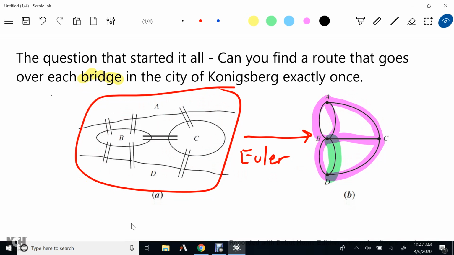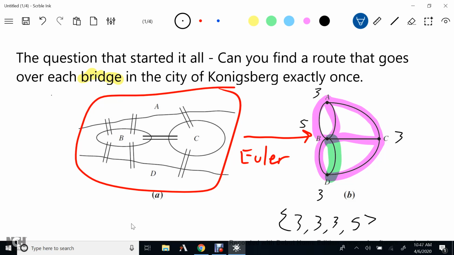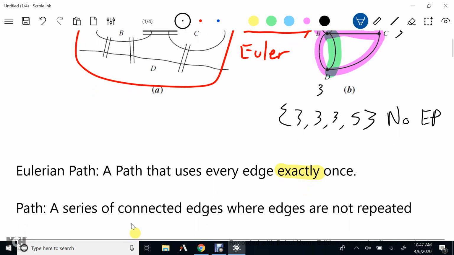And just to play a little game, I'm going to list the degrees here. So this vertex has a degree of 3, 3, 3, and 5. So we'll say that for a set of 3, 3, 3, 5, there's no Eulerian path. Okay? Didn't work.